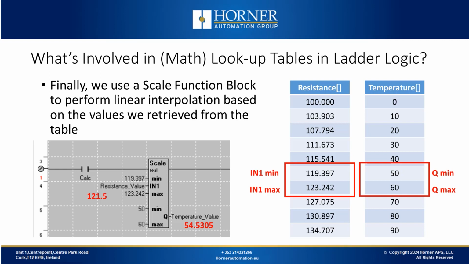We will take the minimum and maximum values for the input resistance and output temperature and plug them into the scale function block shown in the ladder screenshot. We will also plug in the resistance value we have measured, which is 121.5 in this example. Our scale function block will then give an accurate temperature value as an output, which in this case is 54.53. We know this output is accurate as it is in between our two temperature values, 50 and 60.